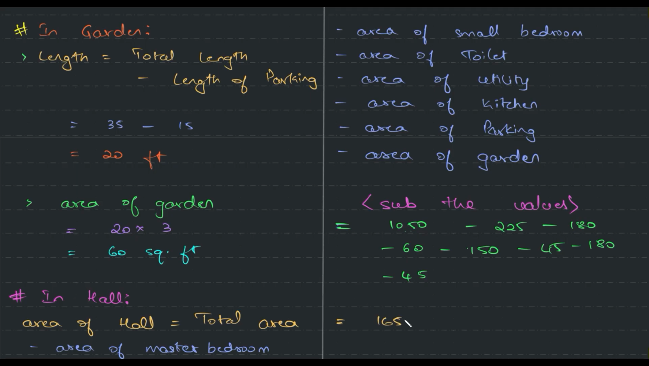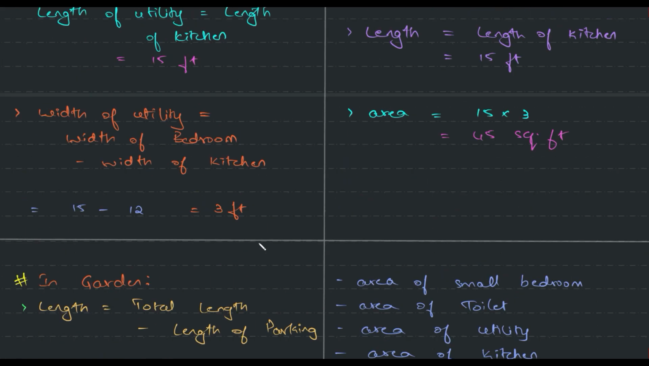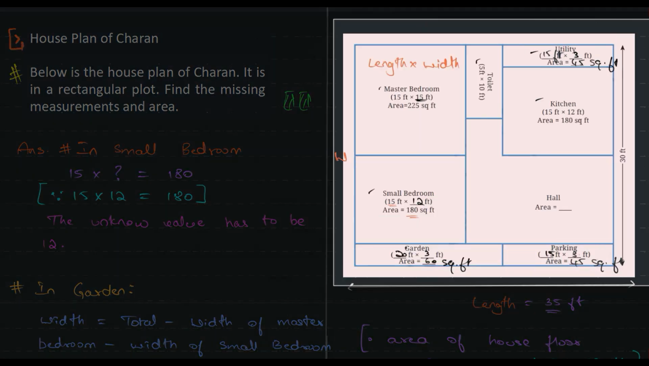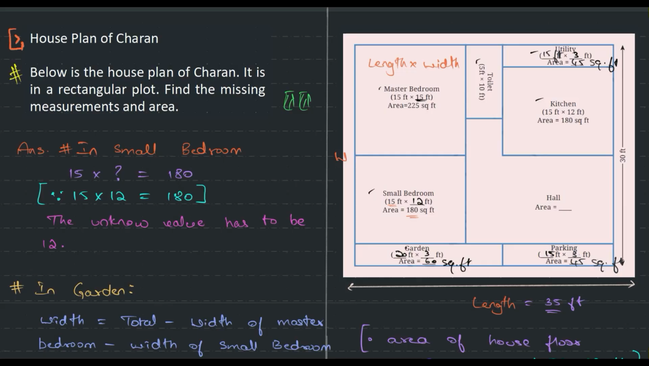165, guys. Oh, this looks to be smaller. It's supposed to be big. I think I made a mistake. Area turns out to be smaller. It can't be smaller. Let's have a look again. Because this is bigger than 225, this has to be big. Let's see what I did wrong. Maybe while writing values, I wrote it wrong.